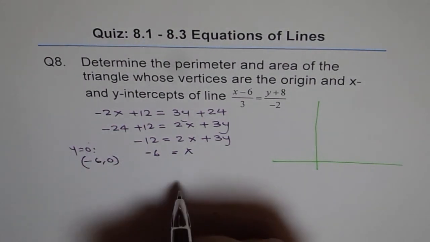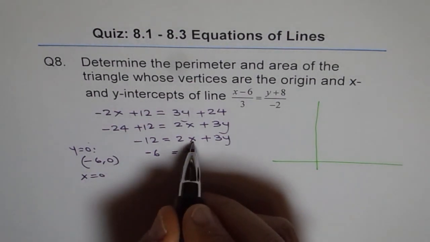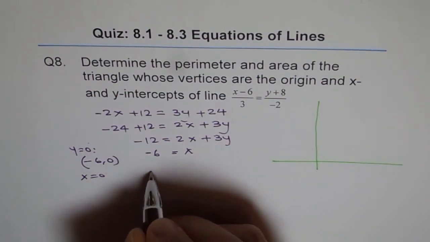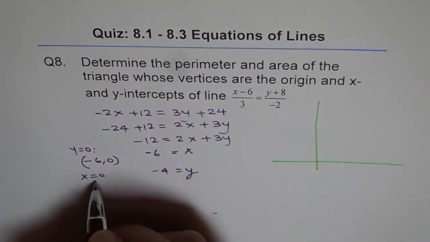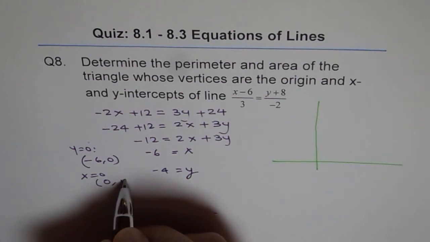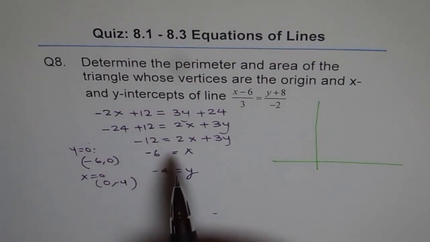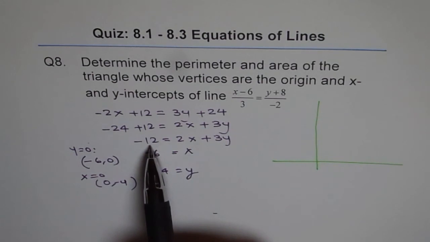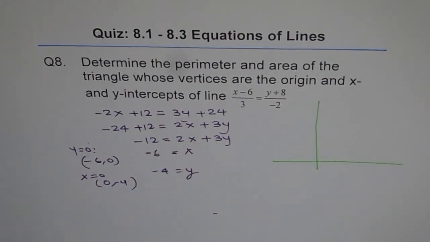And what is the y-intercept? For the y-intercept, we put x equals 0. So when I put x equals 0, I get minus 12 equals 3y, and minus 12 divided by 3 is minus 4. So my y-intercept is 0, minus 4, correct? So these are my x and y intercepts. So simple, right? From this equation, you just hide this number and divide to get the y-intercept, which is minus 4.